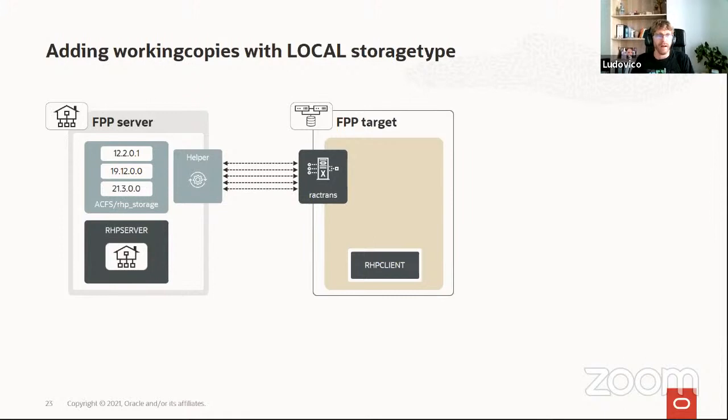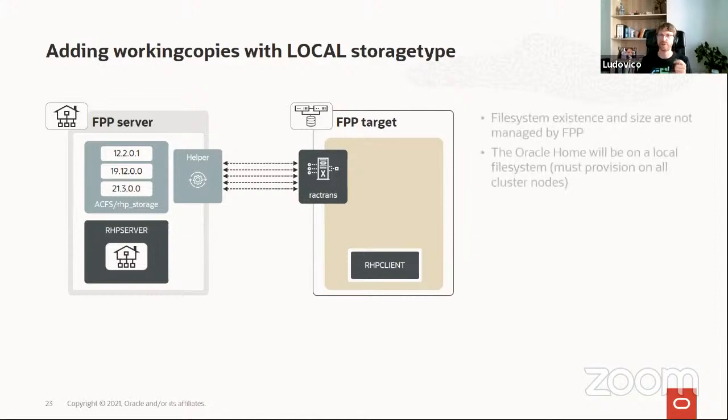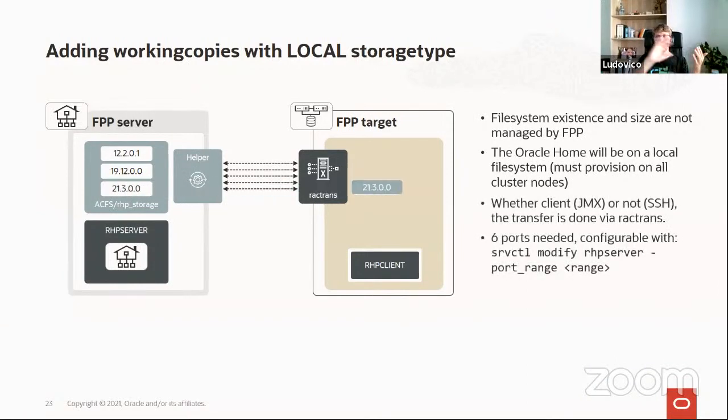Now, when I take the working copies and I copy them, I can copy them with two types of storage. The first one is the local storage, and the second one is the ACFS storage. The local storage means that you have the control of the file system. The file system must be there, must be big enough. And what FPP will do is basically just copy the gold image to the path that you specified, and clone the Home so that it registers it inside the central inventory, so that it will be ready for usage.